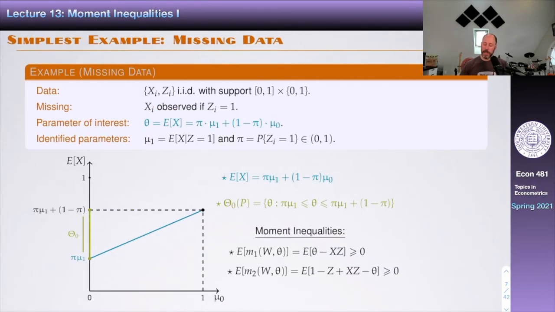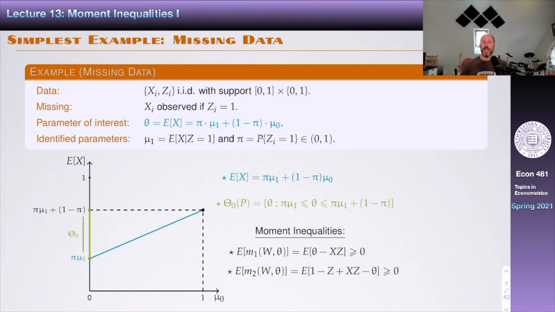If you take this piece and the other piece, and split it in two and write it as moments, you can say that this identified set is the set of all thetas that satisfy these two moment inequalities. The first moment is the expected value of theta minus XZ greater than or equal to 0. The second moment is 1 minus Z plus XZ minus theta greater than or equal to 0. The second moment is the upper bound, and the first moment is the lower bound.